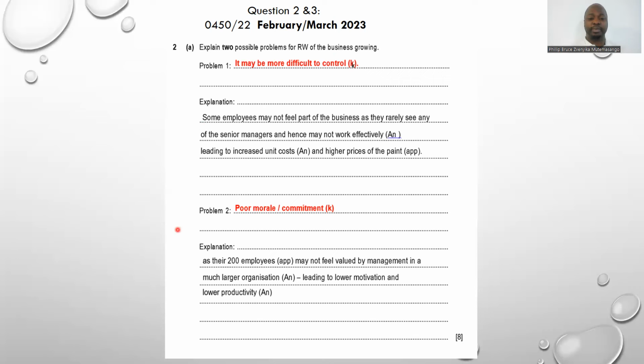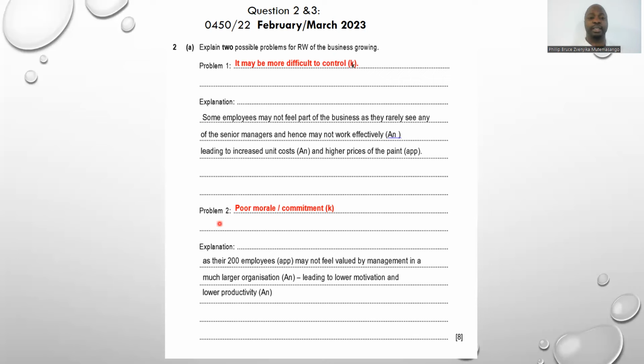Then problem number 2, it can be poor morale or commitment. So you can begin by saying, as there are 200 employees, that's your application, may not feel valued by management in much larger organization, analysis. And then what happens afterwards? Leading to lower motivation and lower productivity. So the moment you say that, it shows that you have developed your answer well, and you can be awarded 2 marks for that good analysis.